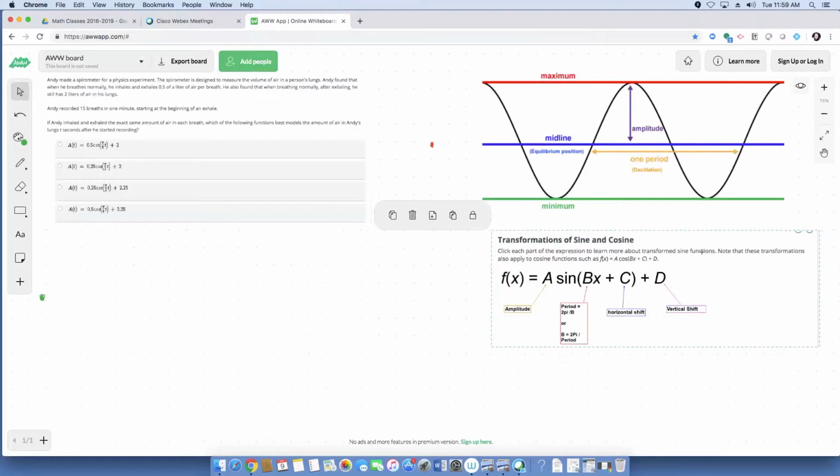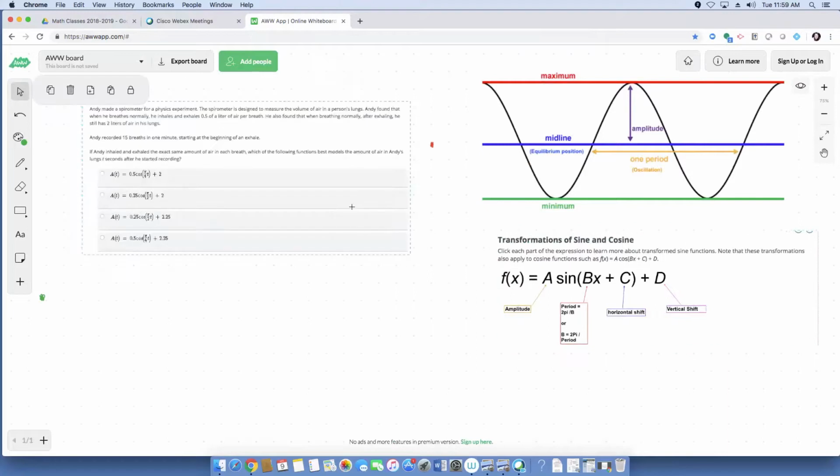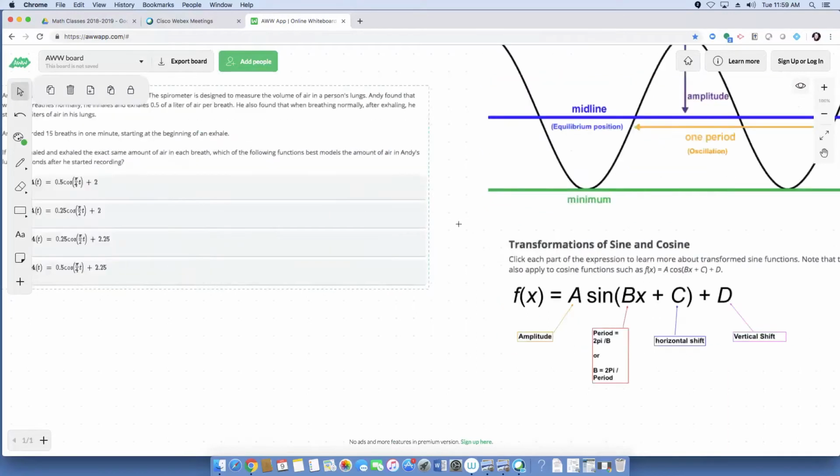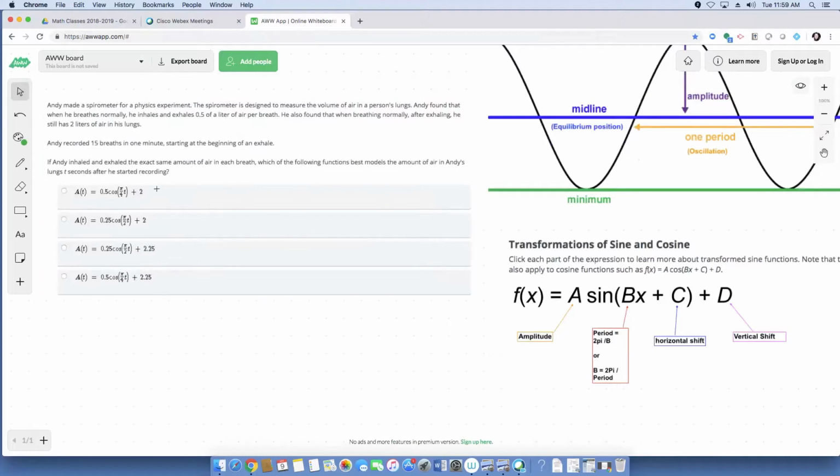Okay. Let me make this one a little bit bigger. You know what? There's just a couple things. I'm looking at my notes real quick. There's just a couple things that I wanted to share with you guys just really, really quick before we get into the last question.